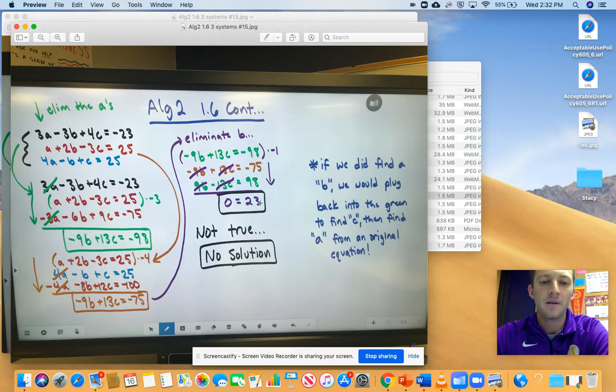0 never equals 23, so no matter what variables we put into these equations, they won't both be true. So since they're not true, it would be no solution. However, if we did find a b value, we would simply plug it back into either the green or the orange to find c, and then we would take that b and c and plug them in up here somewhere to find a, just like we did in the first example.